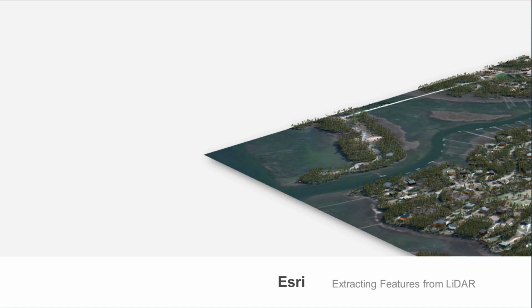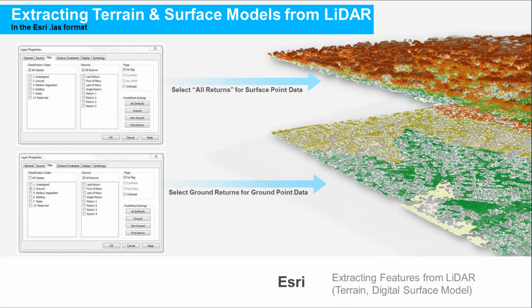So let's take it a step further. We've talked about imagery, now let's talk about lidar. And we're going to talk about extracting features from lidar if you don't have existing building footprints or other information. So Esri has some key tools for extracting terrain, similar to what PCI showed earlier from imagery.